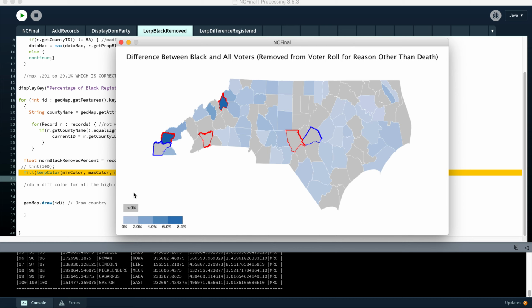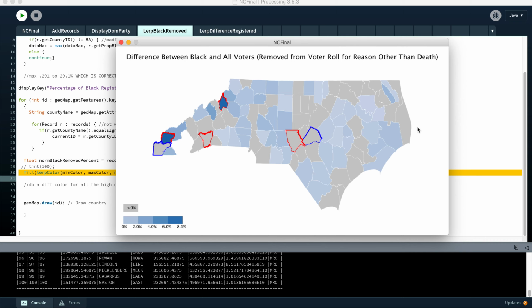And my final map is a map depicting the difference between black and all voters in terms of being removed from the voter roll for a reason other than death. And voter roll purges are a large problem that suppress the vote of many people, specifically when a state doesn't have same-day registration. And so I wanted to just show that.